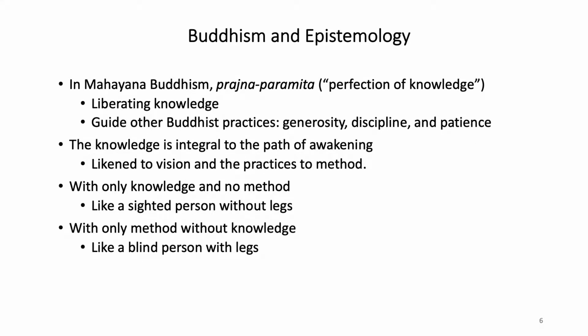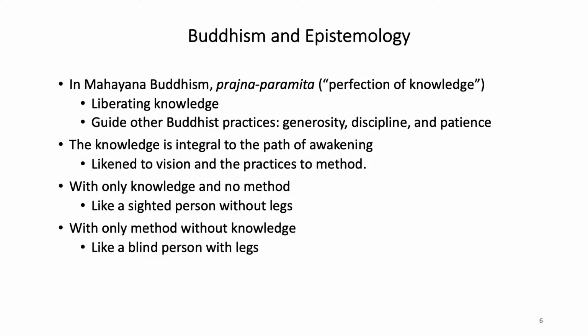In Mahayana Buddhism, you have probably heard about Prajnaparamita, which is translated as perfection of knowledge. The perfection of knowledge in Mahayana Buddhism is liberating knowledge, and it guides other Buddhist practices such as generosity, discipline, and patience. This knowledge is integral to the path of awakening. It is likened to vision and the other practices to method. In other words, vision and method go together.